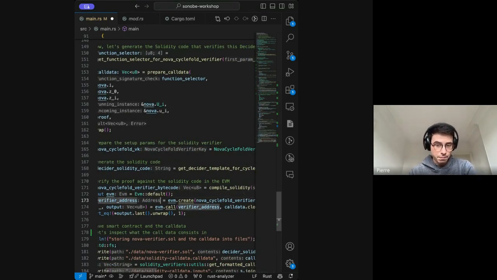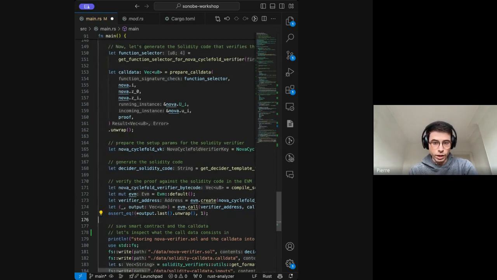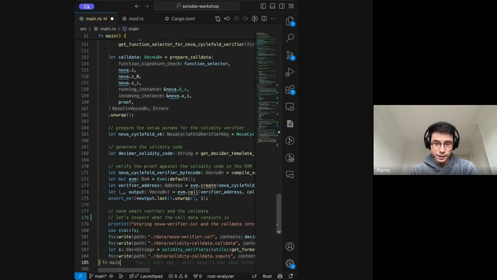So we compiled the Solidity for that. We initialized an EVM, and we are just checking that the output of the call that we have made to the contract is 1, meaning that the proof is correct. And then you can eventually store the verifier and the call data, and you can deploy the contract on chain and start to verify the actual proof on chain. So let's run this. I think we can run this. Oh, I'm just going to switch my screen.